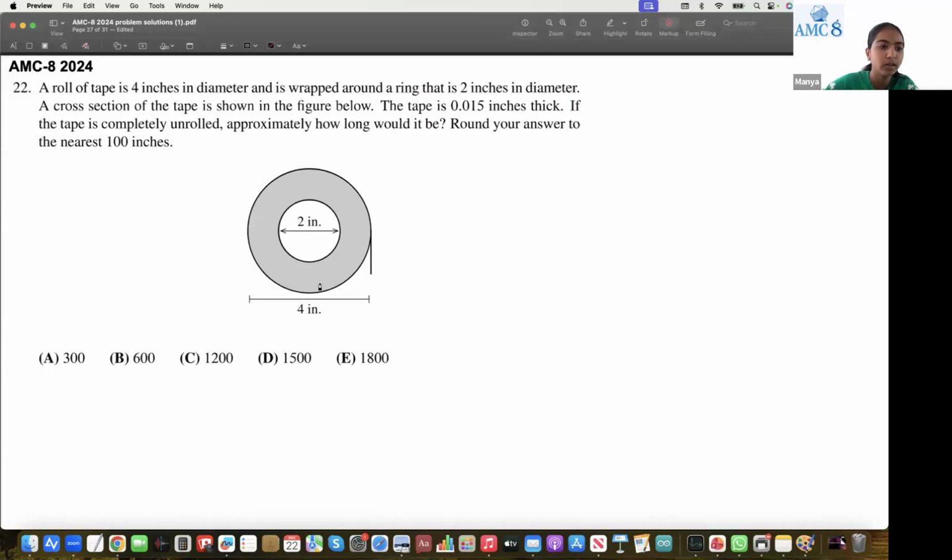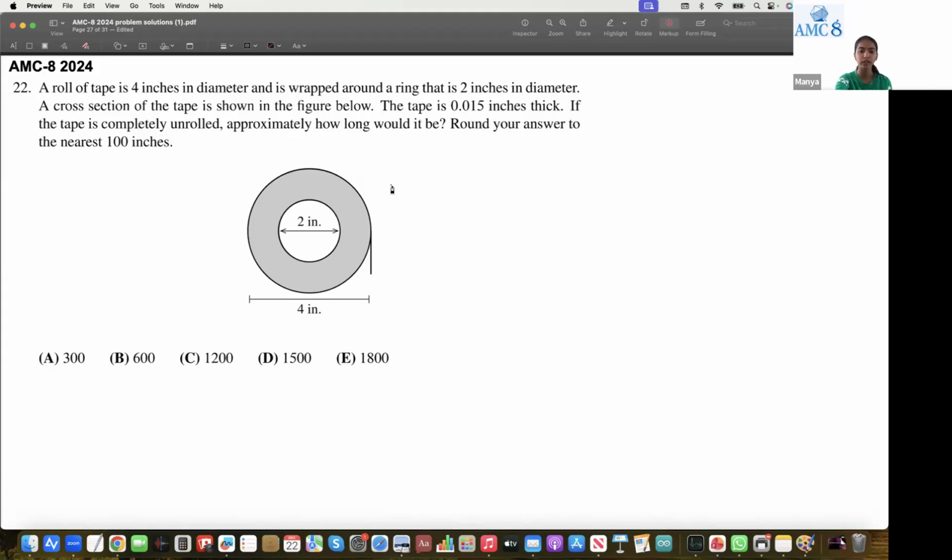Problem number 22. A roll of tape is 4 inches in diameter and is wrapped around a ring that is 2 inches in diameter. A cross-section of the tape is shown in the figure below, and the tape is 0.015 inches thick. If the tape is completely unrolled, approximately how long would it be? Round your answer to the nearest 100 inches.